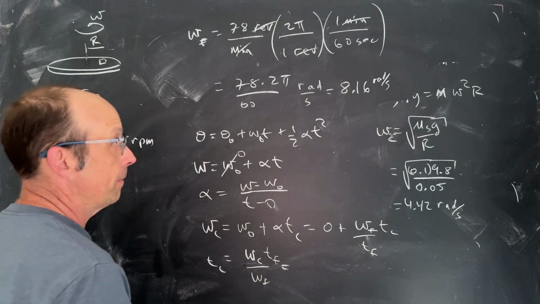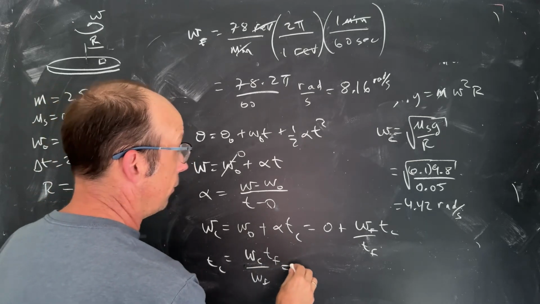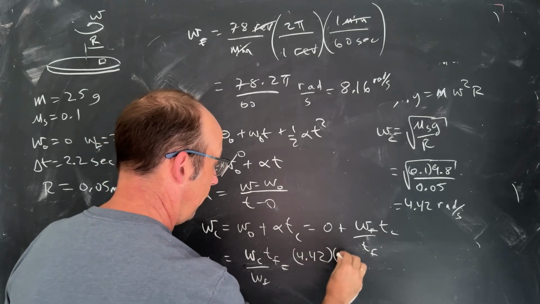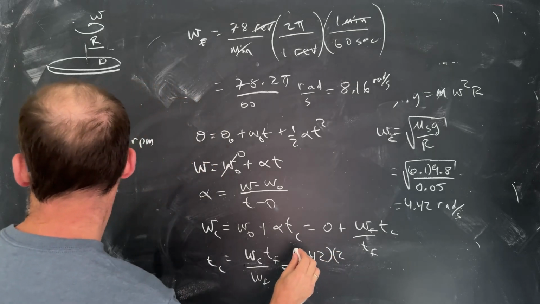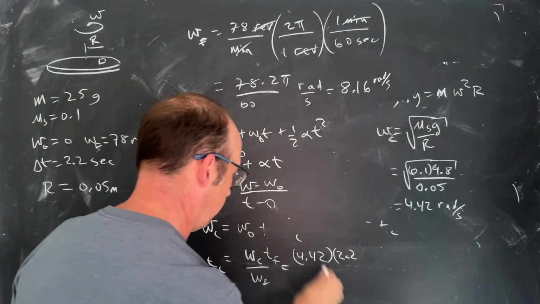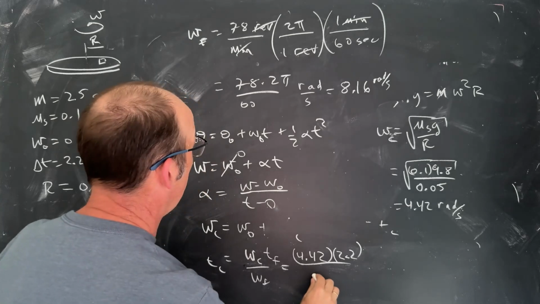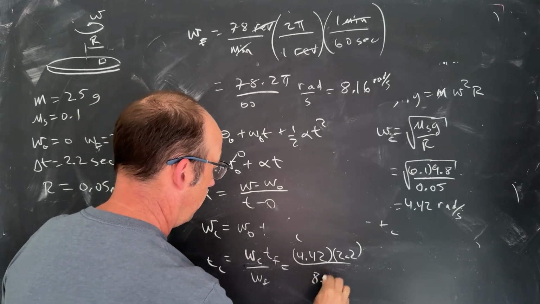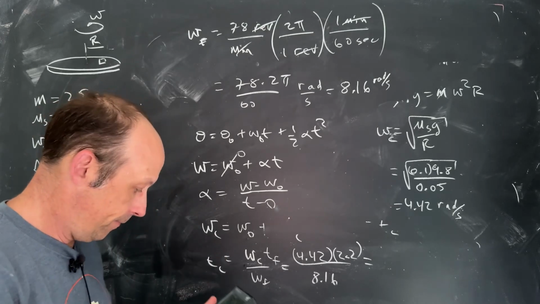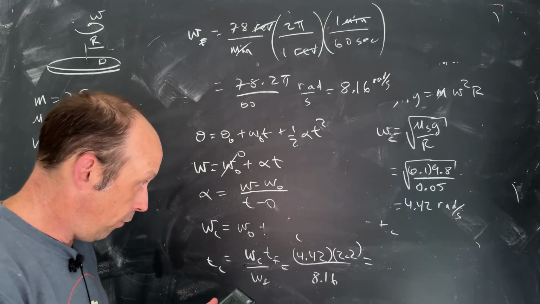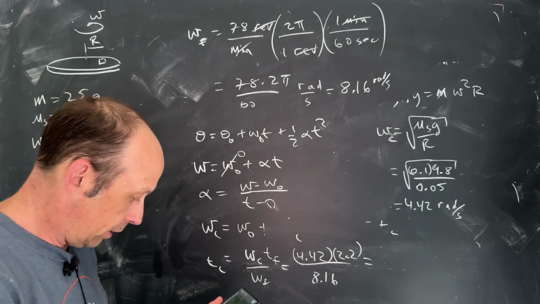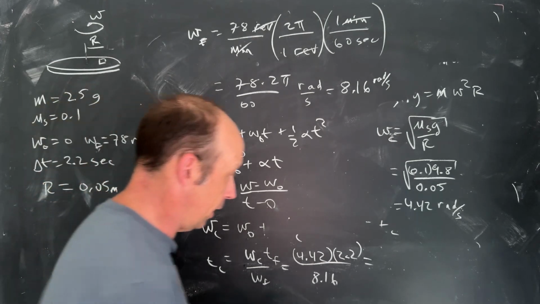So let's put that in there. Omega c was 4.42. Tf was 2.2. And then the final omega was 8.16. So we get a time of 4.42 times 2.2 divided by 8.16, which is 1.19 seconds.